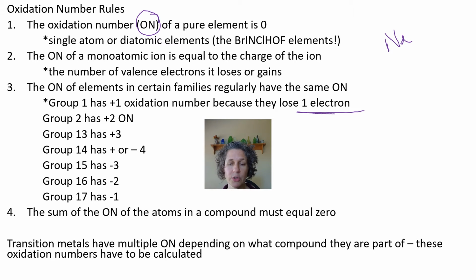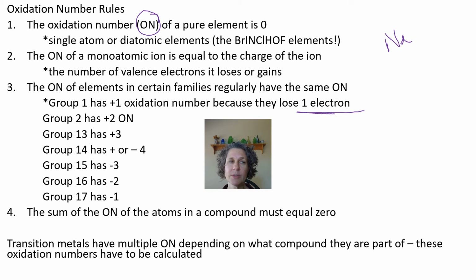Transition metals are called transition metals because their oxidation number can change. Remember, transition means change. It's not a drastic change, like it's either +1 or +2, or +2 or +3. They all are going to have positive oxidation numbers, and what the actual number is depends on the compound that they are a part of.